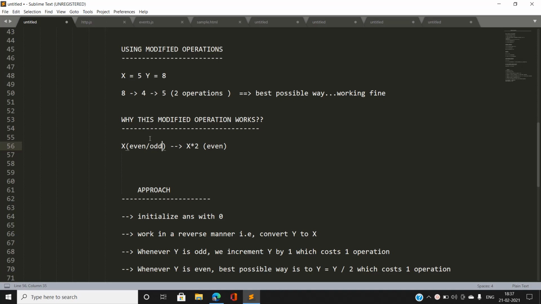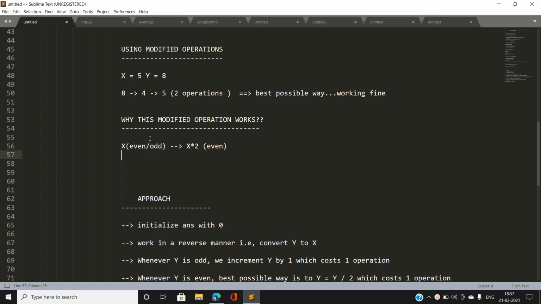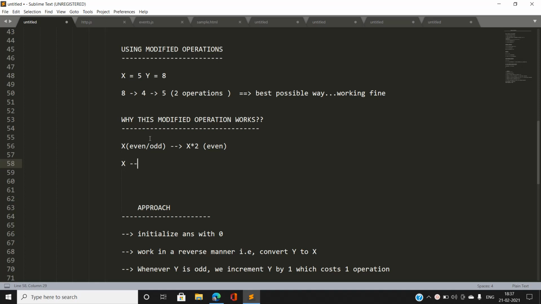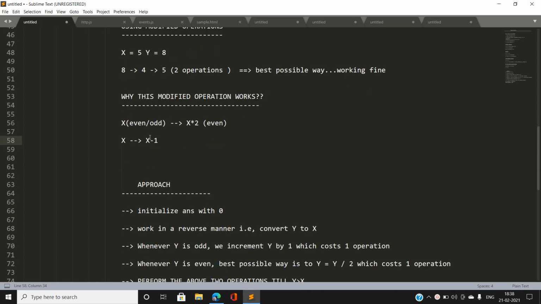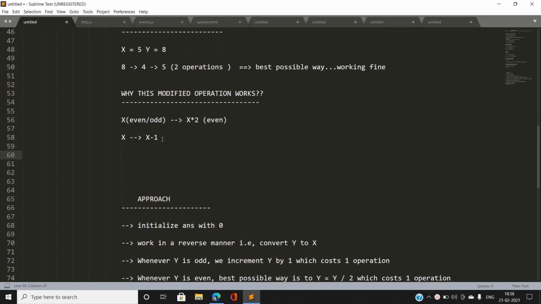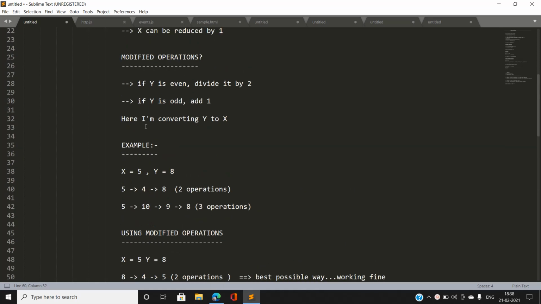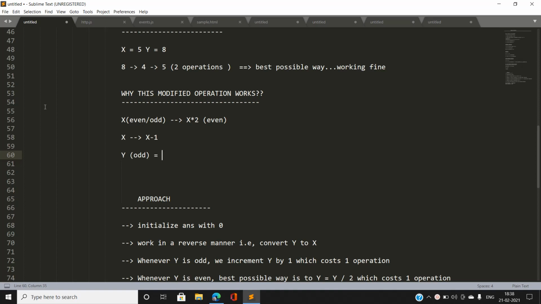Okay, now another observation, note that I am talking about my initial operations, that initial given operation, that is the two operations. x can be multiplied by 2 or x can be reduced by 1. Okay, now our next operation is to reduce x by x minus 1. Note that what I am going to do is reverse these operations. How am I going to reverse this operation? Now I am going to write: if y is odd, I am talking about this operation, I am going to add 1. If y is odd, I am going to do y plus 1.